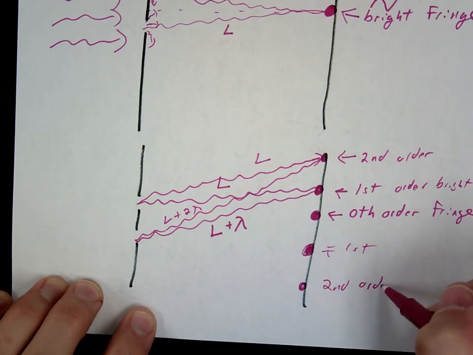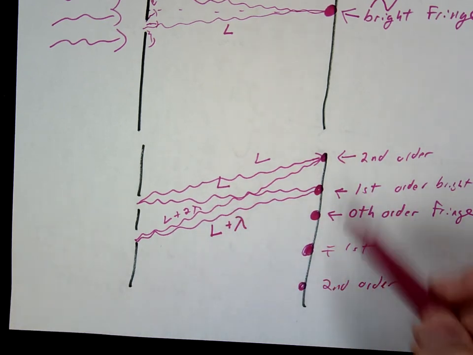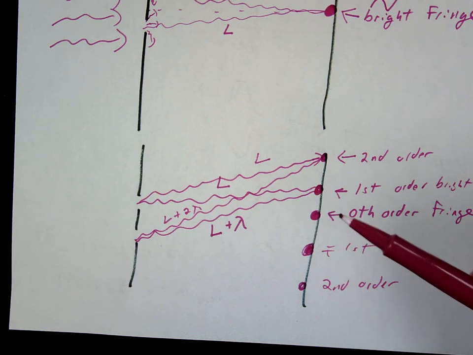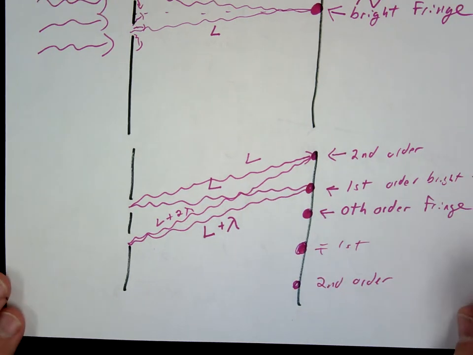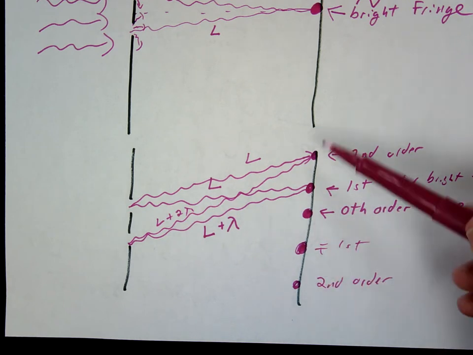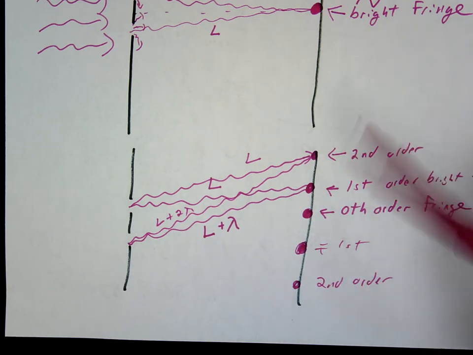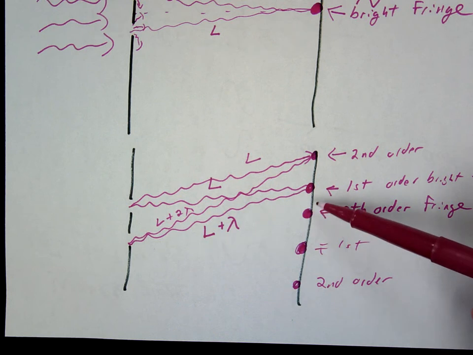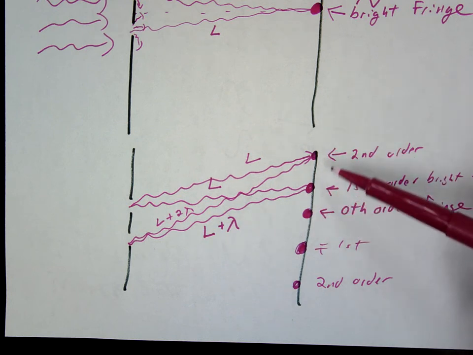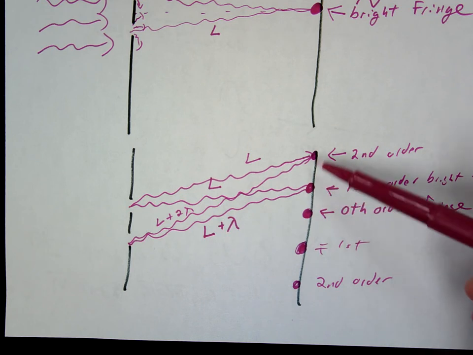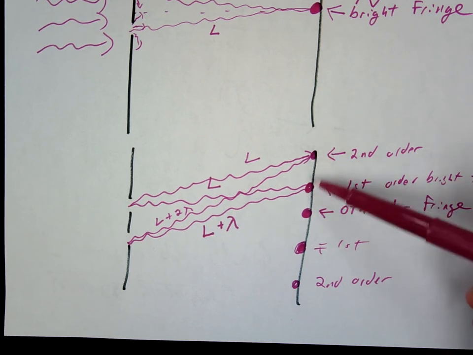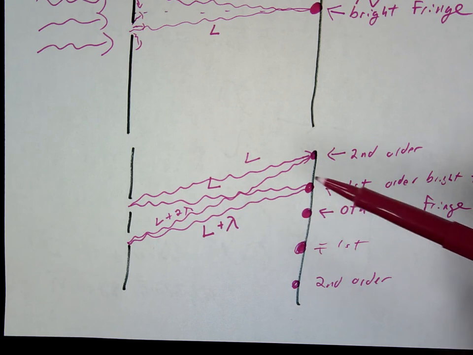Okay, so for every bright spot you get, it's going to be one wavelength path difference greater. They get progressively dimmer, slightly dimmer, but these are relatively equal in brightness, believe it or not. This would be the brightest one, the one in the middle. These would be pretty close to each other, surprisingly, but they would be slightly dimmer.